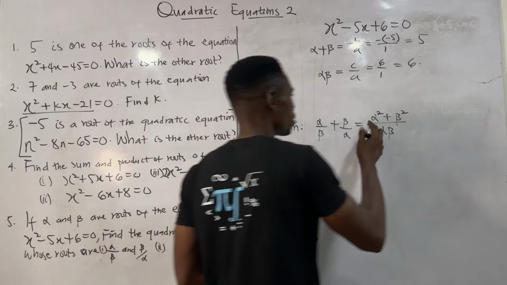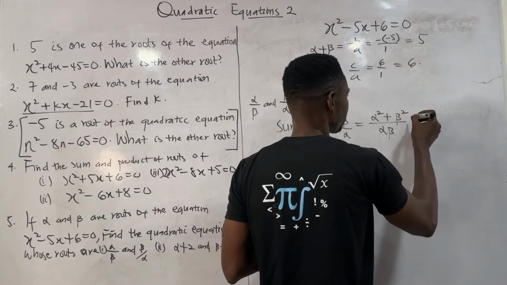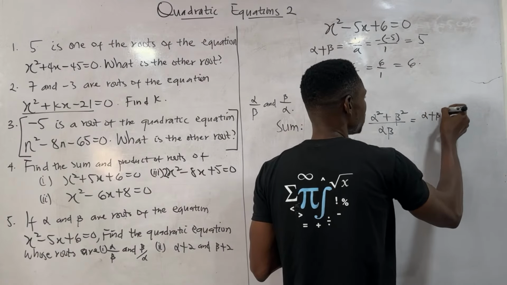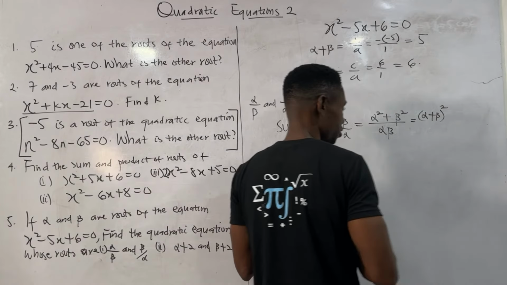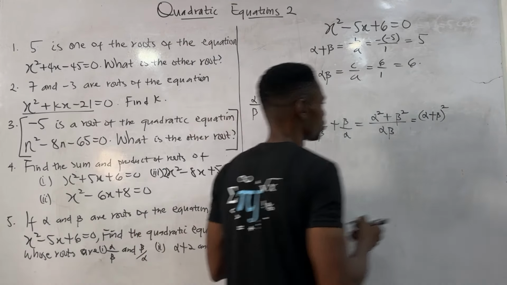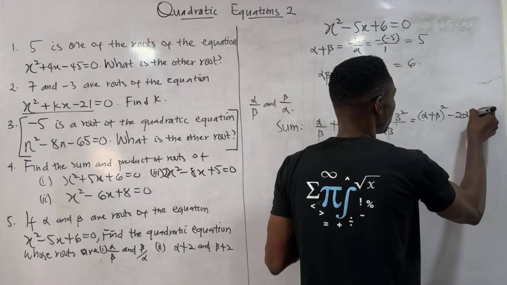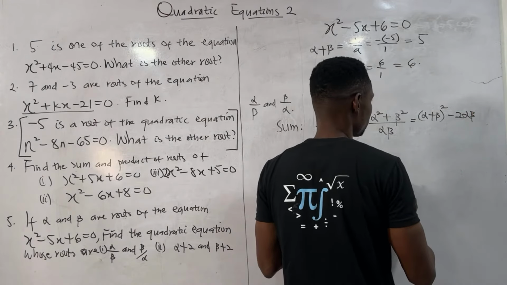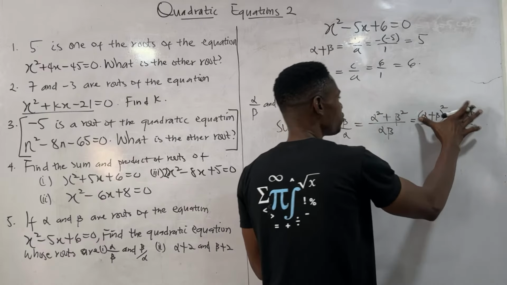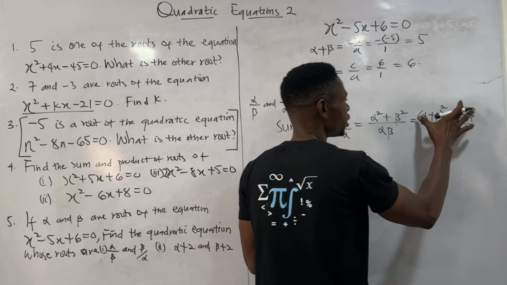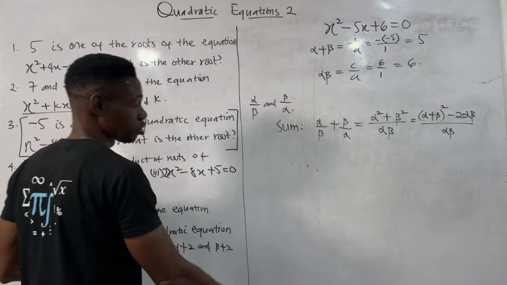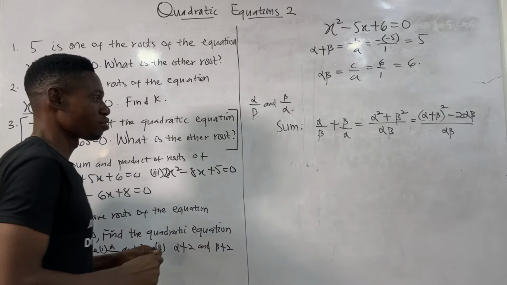So alpha square plus beta square is equivalent to alpha plus beta square minus 2 alpha beta, all over alpha beta. But don't take my word for it. Let me just show you why this is this. Let me do it quickly so that I'll rub it off because we'll need all of that.